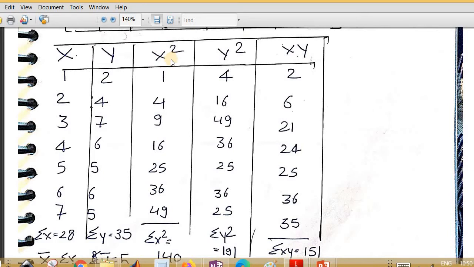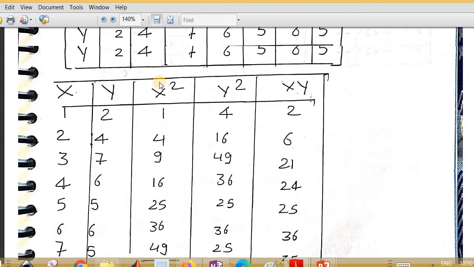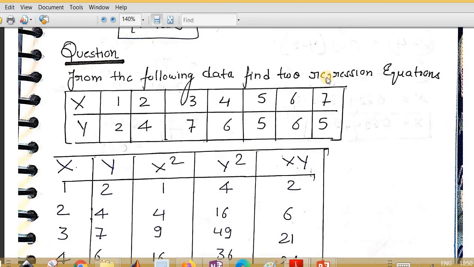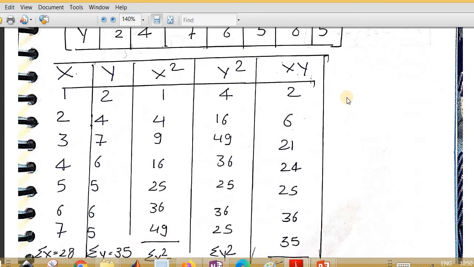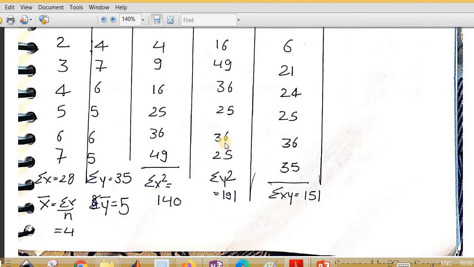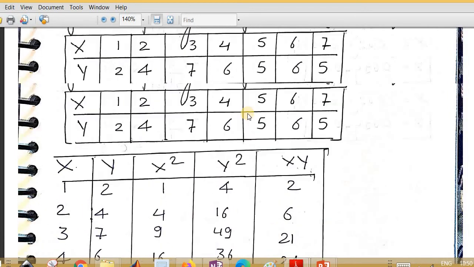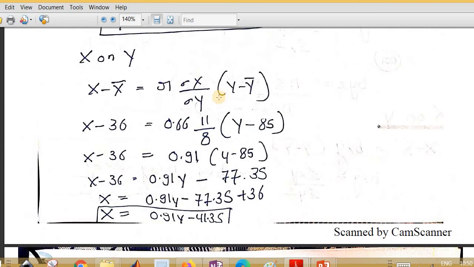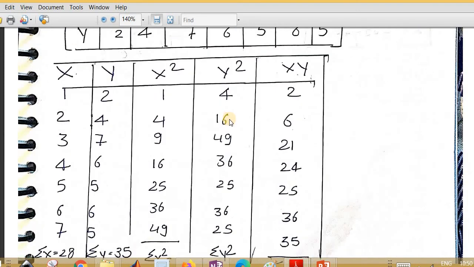Students, please see the observation which the question wants to ask. They ask only regression equations. So we compute all related terms which come in the formula of this regression equation, which I have discussed here.